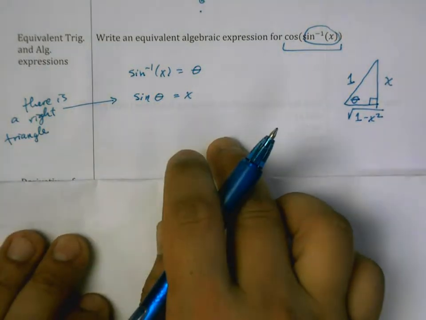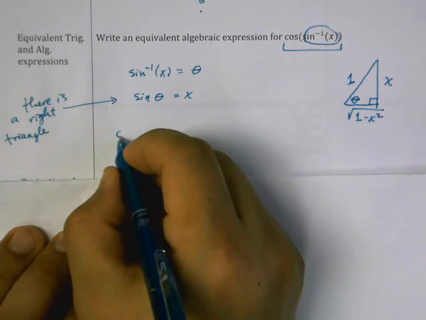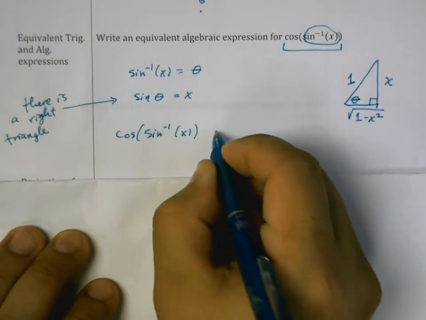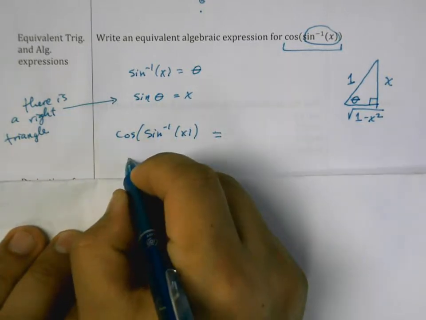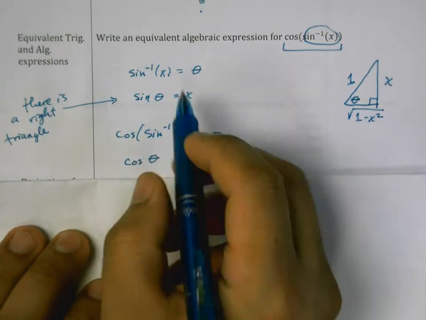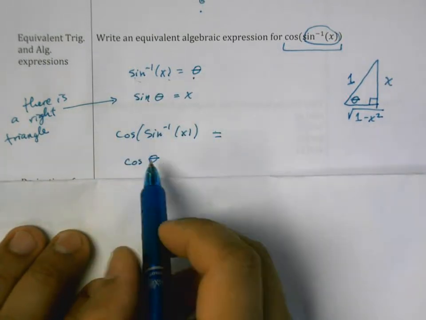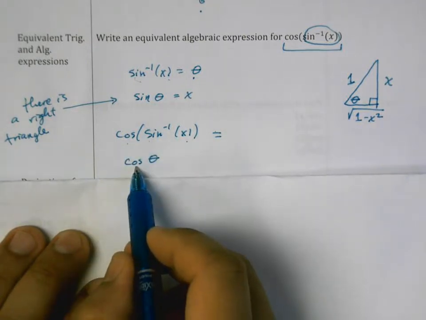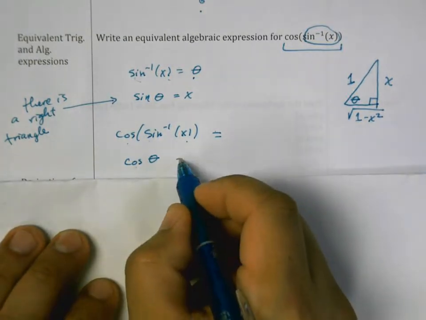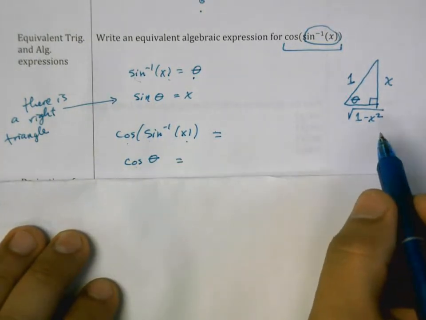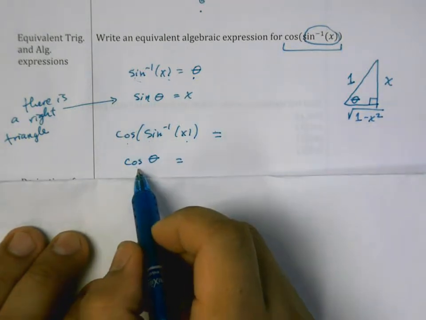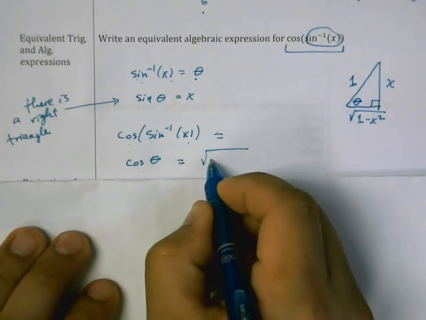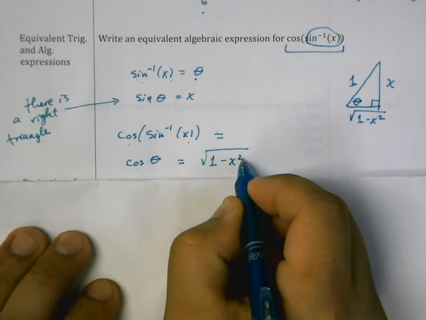So now if we're looking for the cosine of the sine inverse of x, then we're really looking for the cosine of theta, because sine inverse of x is equal to theta. So cosine of sine inverse is the same thing as cosine of theta. And then looking at the picture that we have here, cosine of theta is the adjacent over the hypotenuse, so that's just the square root of 1 minus x squared.